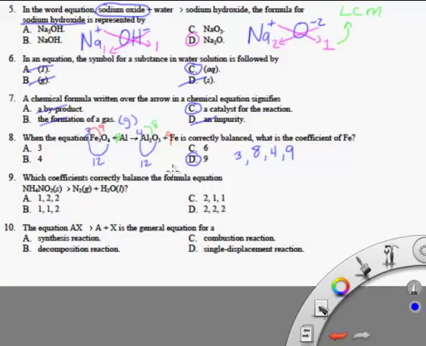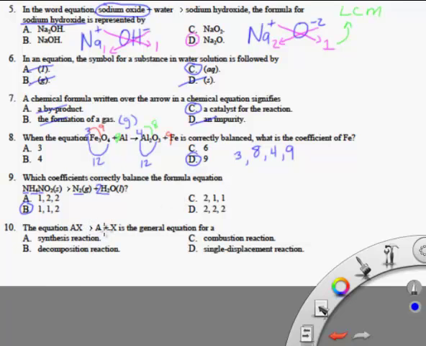Which coefficient correctly balanced the formula equation? Here, to balance this, just start at the beginning. Notice we have 1 nitrogen there and another here, so that's 2 nitrogens and 2 nitrogens. Nitrogens are balanced. 4 hydrogens versus 2 hydrogens. Well, if I put a coefficient of 2 in front of my water molecule, I have 2 times 2 is 4, balancing with my 4. 2 oxygens, 2 times 1 is 2, 2 oxygens. Coefficients in order, 1, 1, 2.